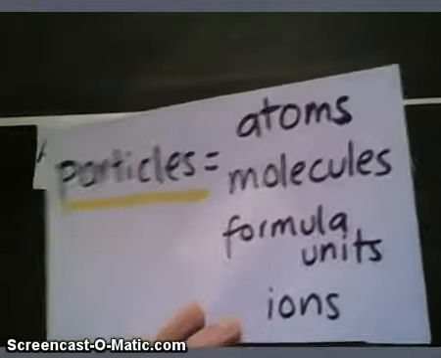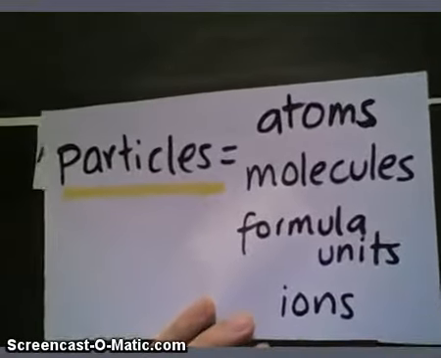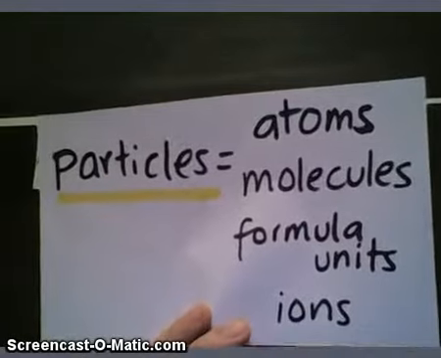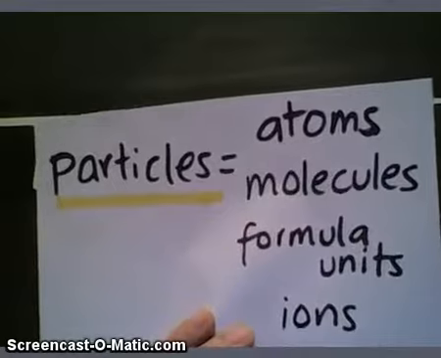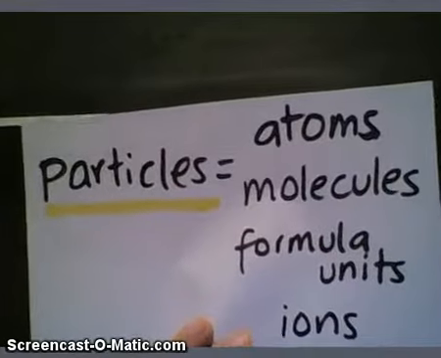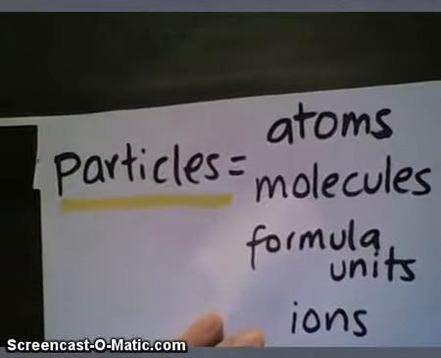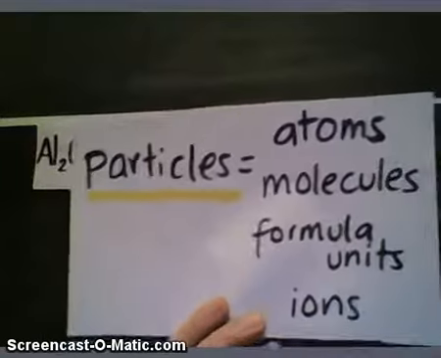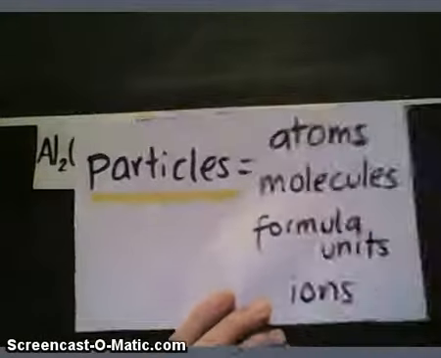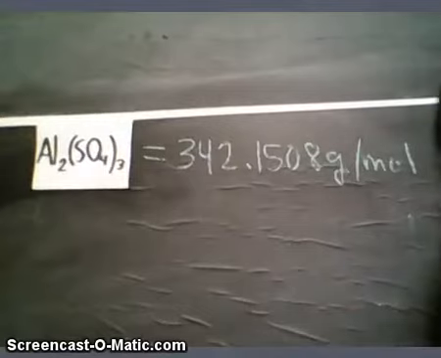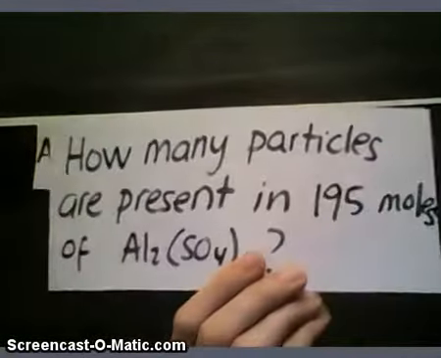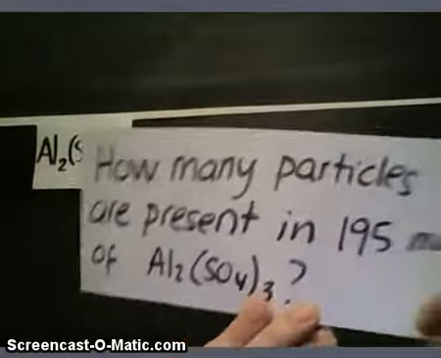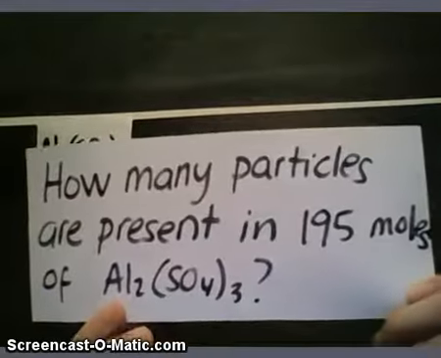Let's suppose we're talking about an element. Then, for this element, we will measure atoms. If we're talking about a compound like water, we will be measuring molecules. If we're talking about a compound like sodium chloride, we will be measuring formula units and so on. So particles can mean different things depending on the substance that we're working with. What we're going to start now is our first problem, and in this case, we want to know how many particles are present in 195 moles of aluminum sulfate.